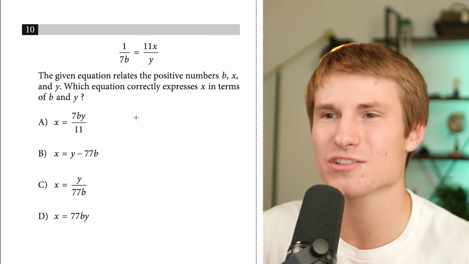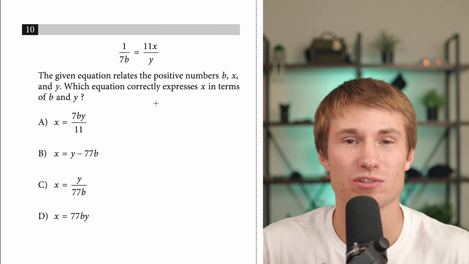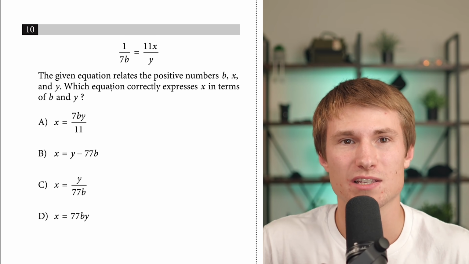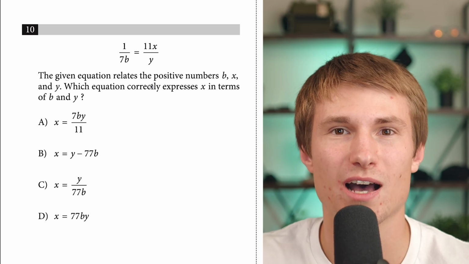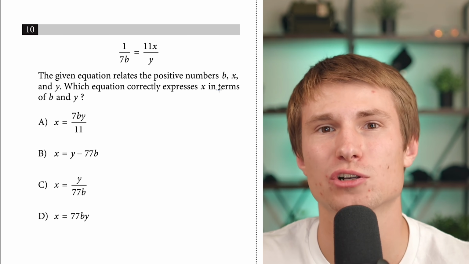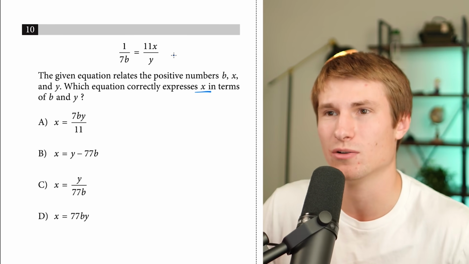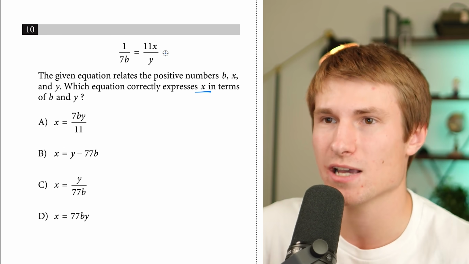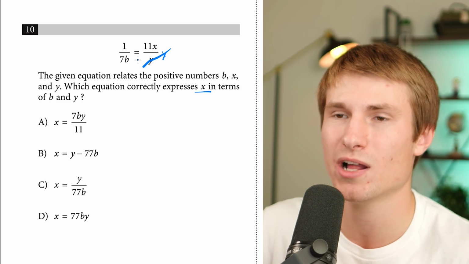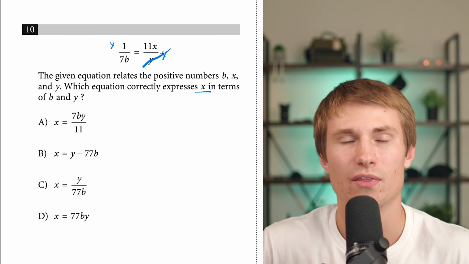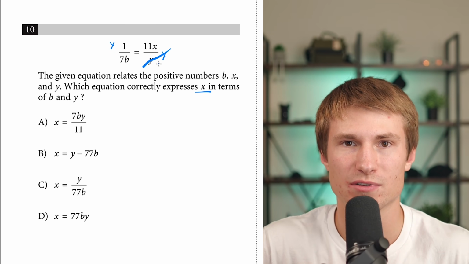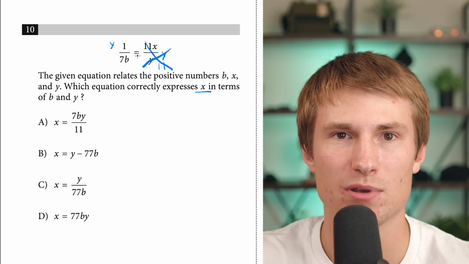Here's an example of how to solve questions that ask you to rearrange variables on the SAT math section. In this case, we're asked: the given equation relates the positive numbers b, x, and y. Which equation correctly expresses x in terms of b and y? Well, in order to get our answer, we have to isolate x. Let's do that by multiplying both sides by y to start. And then to get 11x to just x, we have to divide both sides by 11. And now we have isolated x.